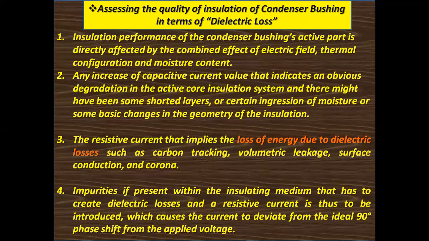Number three, the resistive current implies the loss of energy due to dielectric losses such as carbon tracking, volumetric leakage, surface condition, and corona. Number four, impurities, if present within the insulating medium, create dielectric losses, and a resistive current is thus introduced, which causes the current to deviate from the ideal 90-degree phase shift from the applied voltage.